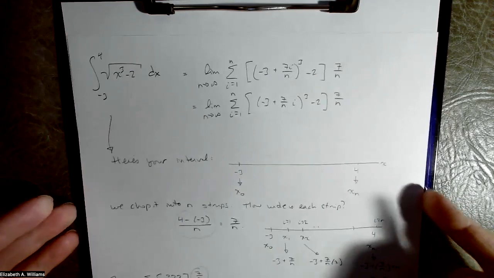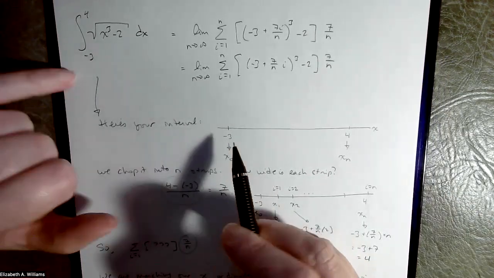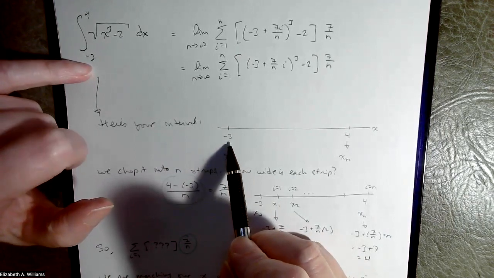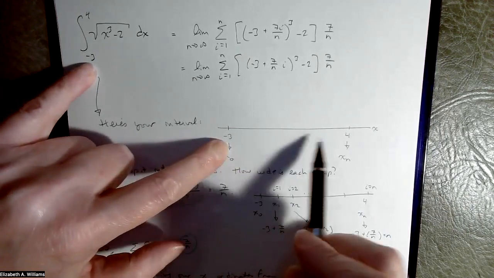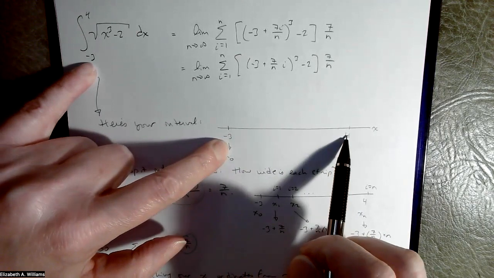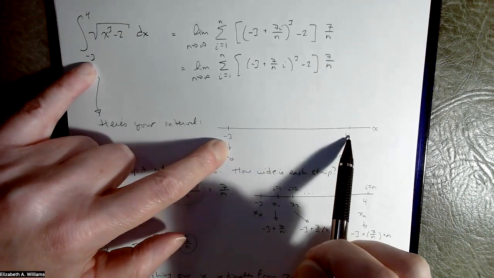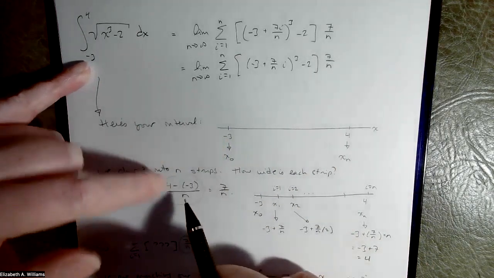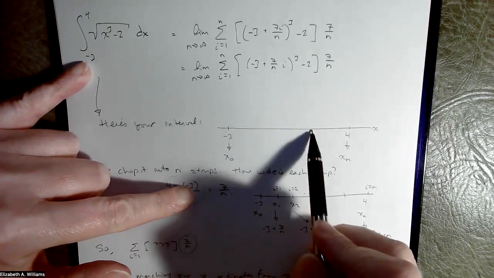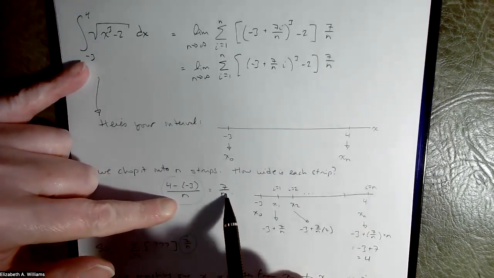You should stop and write this down. I hope you're pausing as you're listening, or at least watching through a couple of times. So starting at -3, your interval goes all the way up to 4. So that span, b minus a, is 7. And if you chop it into n strips, each strip is 7 over n wide.